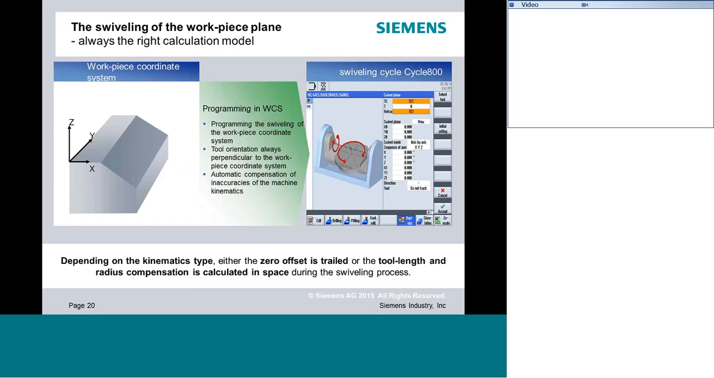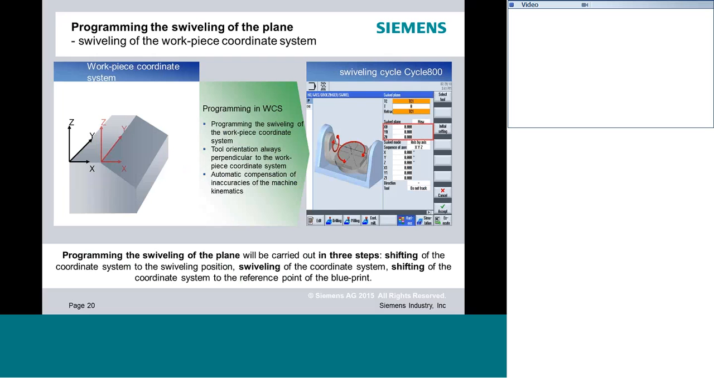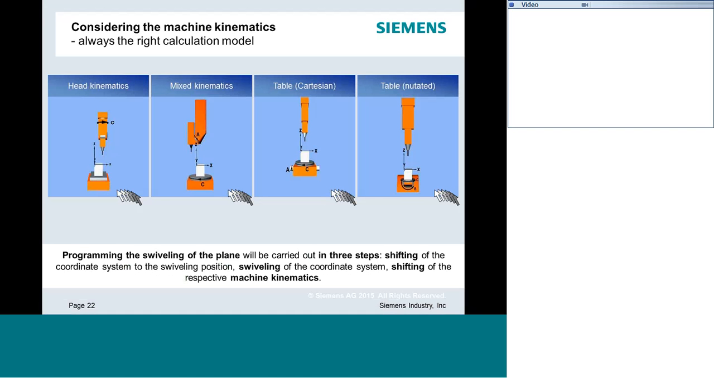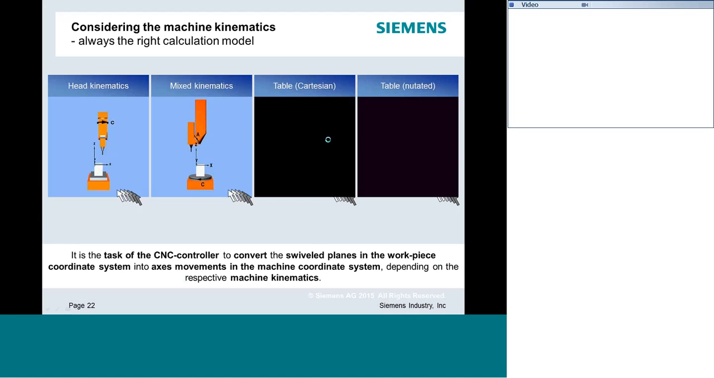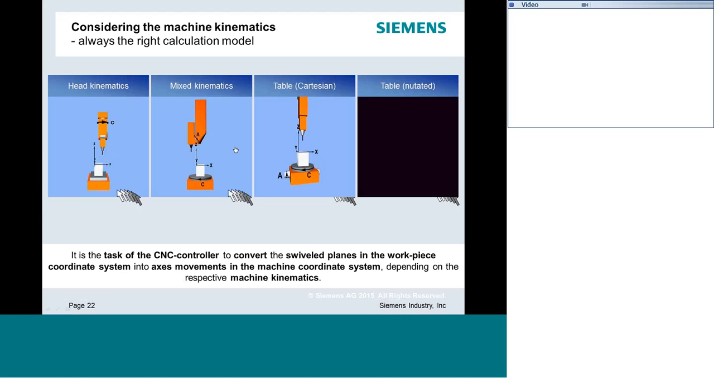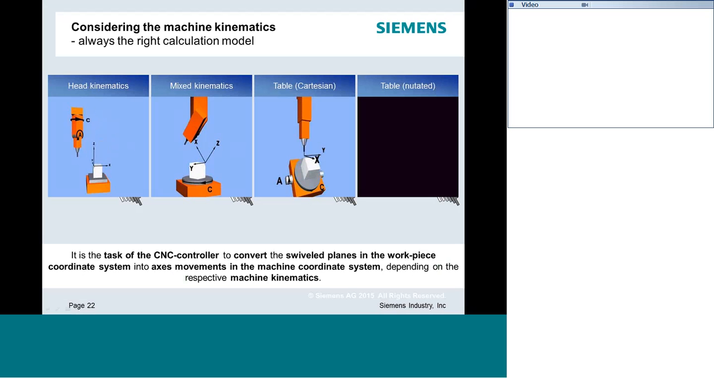So what's happening here? We can stage our part zero, which you see in red. We can apply a rotation, which you see in orange. Then we can do a final stage of the part zero once we're in a new rotated plane. From there, we activate the command and it sets the tool normal to this surface. Just to show you what a few kinematic sets look like, we have nutated, table Cartesian, a mixed kinematic, and a traditional head-head kinematic. This gives you an idea of what the motion would look like.